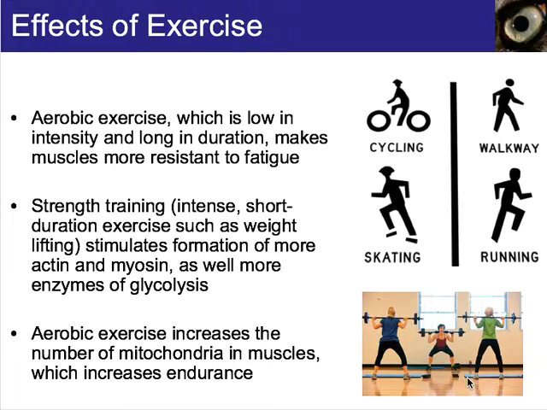Strength training, such as weightlifting, stimulates the formation of more actin and myosin, as well as more enzymes. And aerobic exercise increases the number of mitochondria, which are the powerhouses of the cell, in muscles, which is also going to increase your endurance.